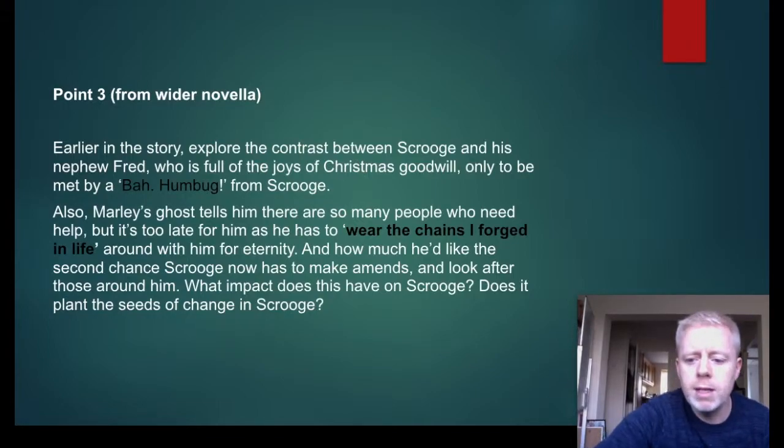Point 3 you can take from the wider novella. Earlier in the story, explore the contrast between Scrooge and his nephew Fred, who was full of the joys of Christmas goodwill, only to be met by a "Bah, humbug!" from Scrooge. Also, Marley's ghost tells him there are so many people who need help, but it's too late for him, as he has to wear the chains I forged in life around him for eternity. And how much he'd like this second chance Scrooge now has to make amends and look after those around him. What impact does this have on Scrooge? Does it plant the seeds of change for him ahead of the three spirits?